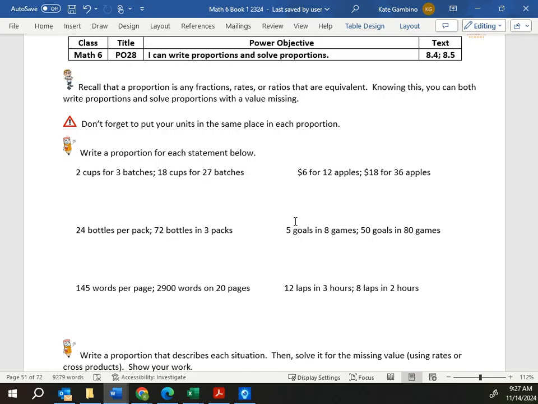So let's look at Po28. It is a PO. Remember those POs you have to pass. All right, you have to keep retaking it until you get it passed. So it's an important one.